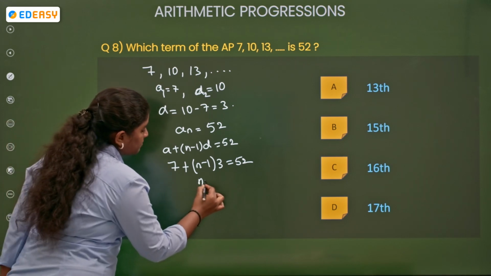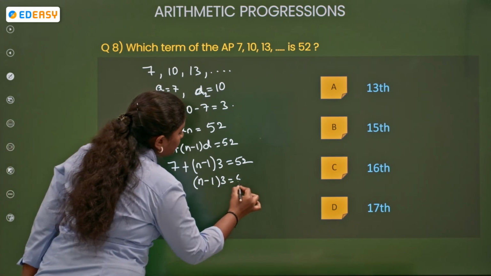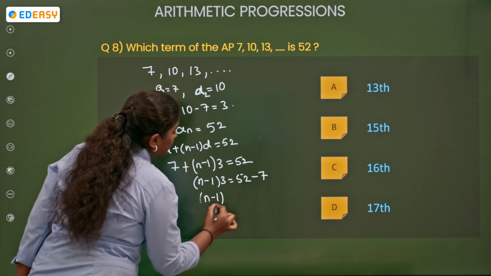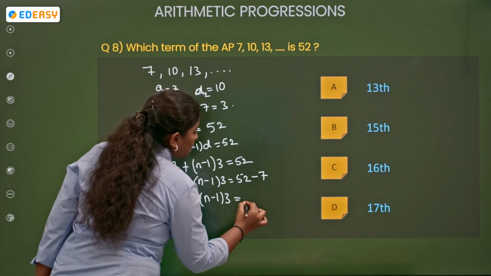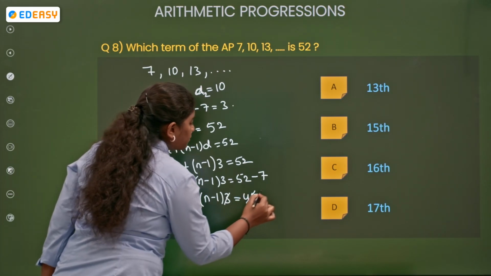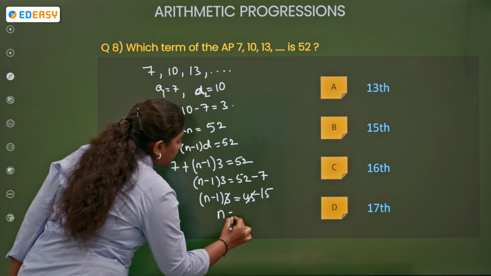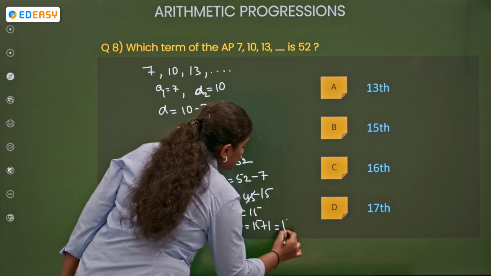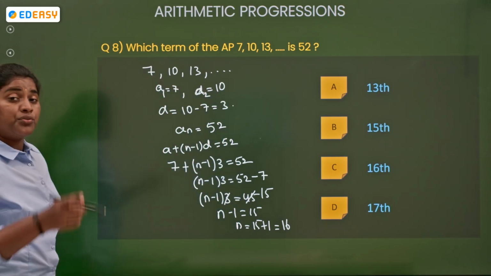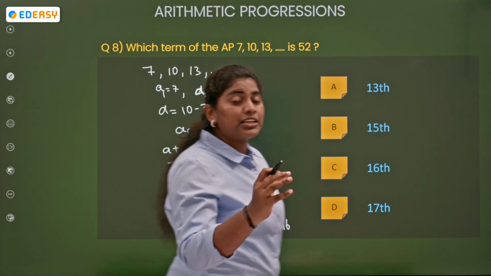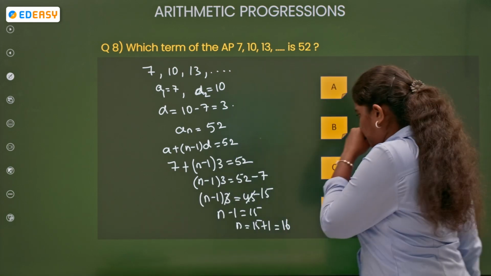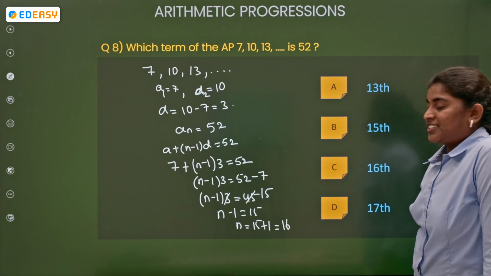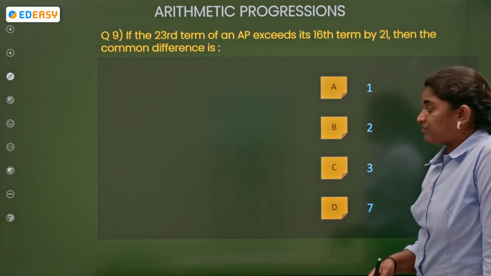Now simplify this. n minus 1 into 3 equals 52 minus 7, crossing the 7 over, which is 45. Now 3 will cancel 45, 15 times. Now n minus 1 equals 15 and n equals 15 plus 1, which is 16. So 52 is in the place of the 16th term for the given AP. Clear, everyone? Any doubt for anyone? Yes. Nice. Let's see the next.